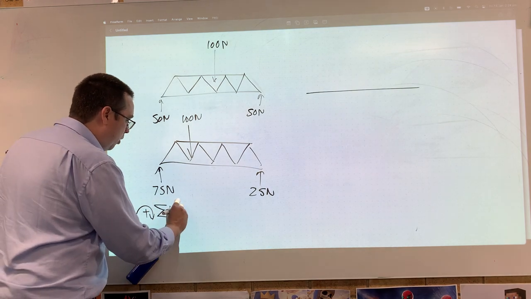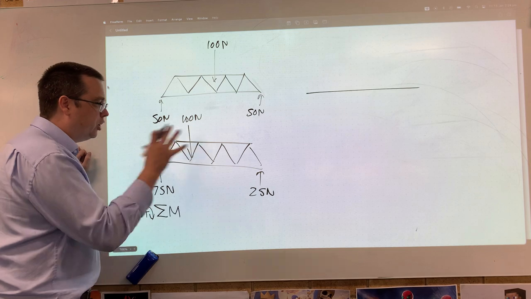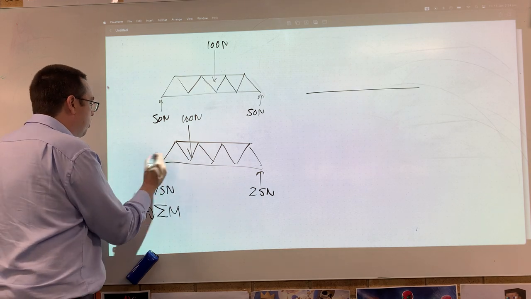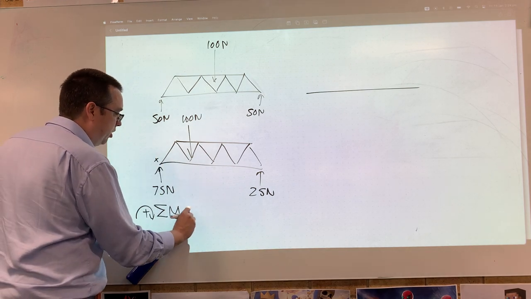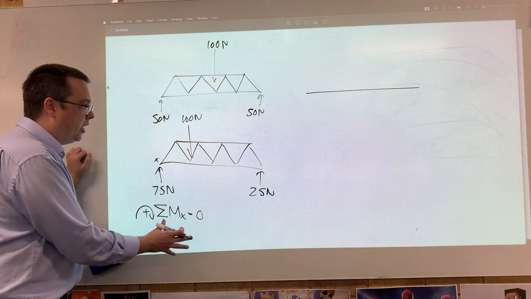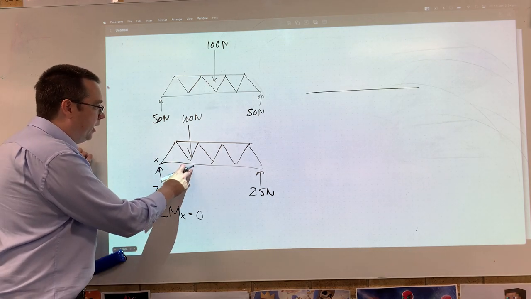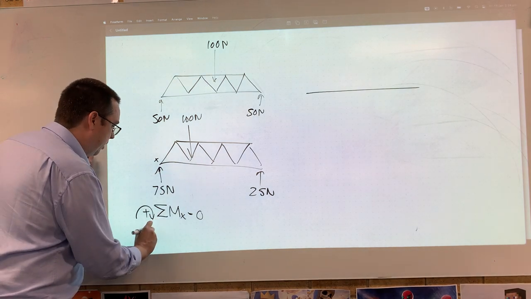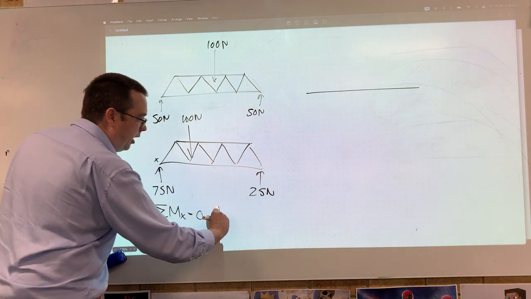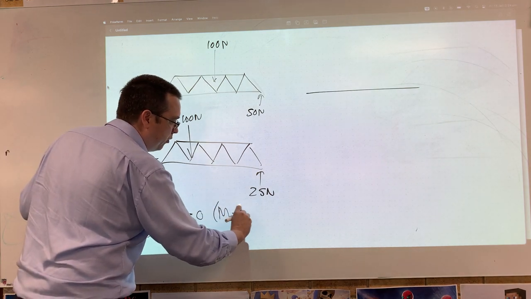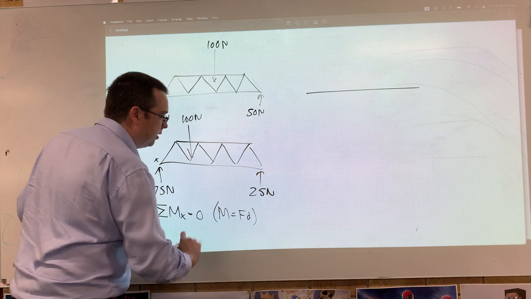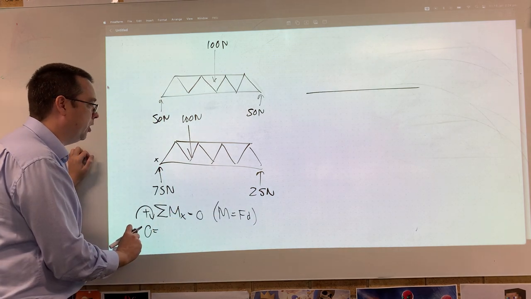The sum of the moments about any location, it doesn't matter where we measure, but we're going to measure from a point, let's say from here, x equals zero. In order to maintain equilibrium, remember, M equals force times perpendicular distance. That perpendicular distance is pretty important.